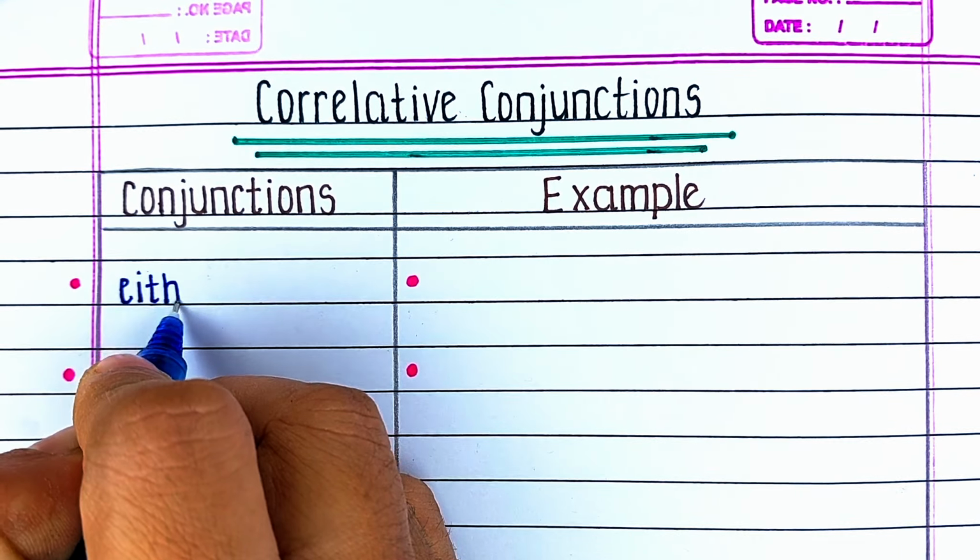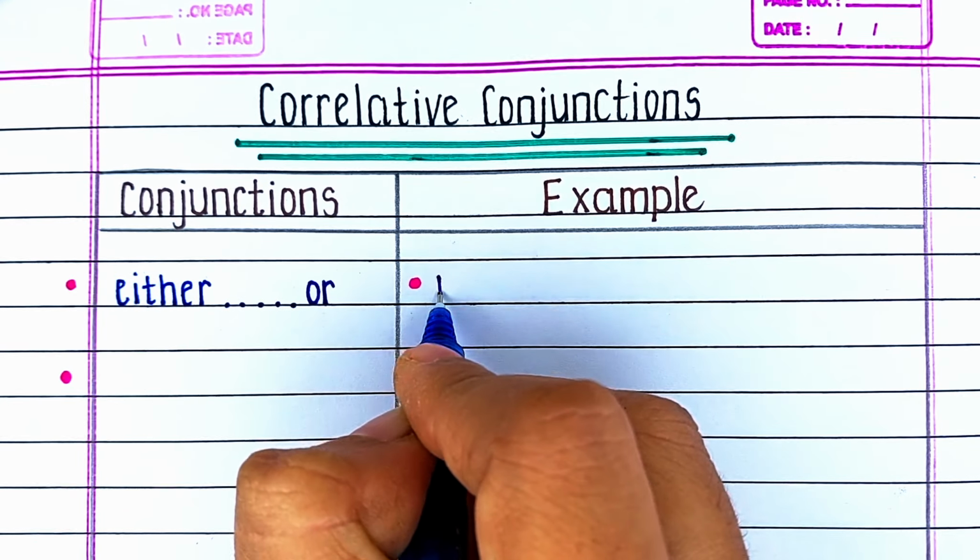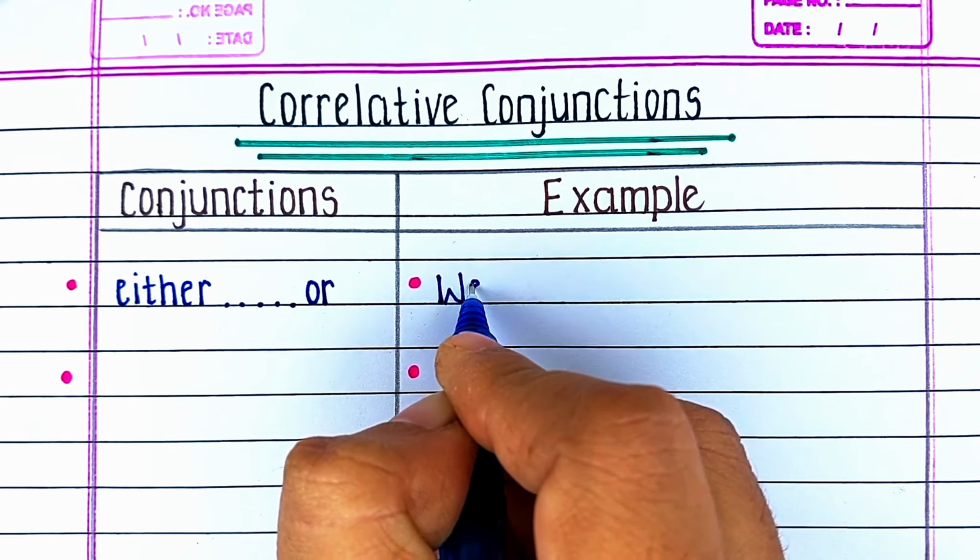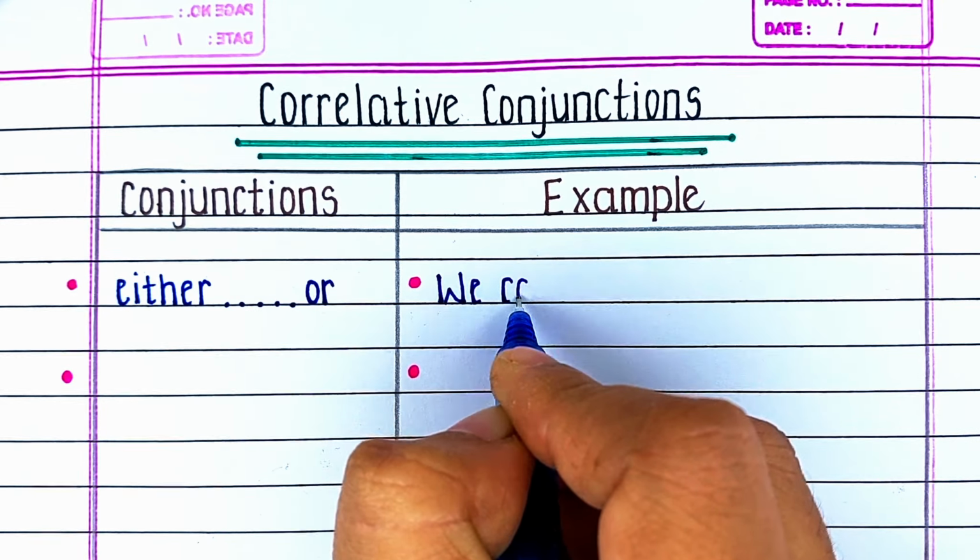In this video, we will learn about correlative conjunctions. We will learn the exact conjunction words and we will also learn their uses with the help of examples.